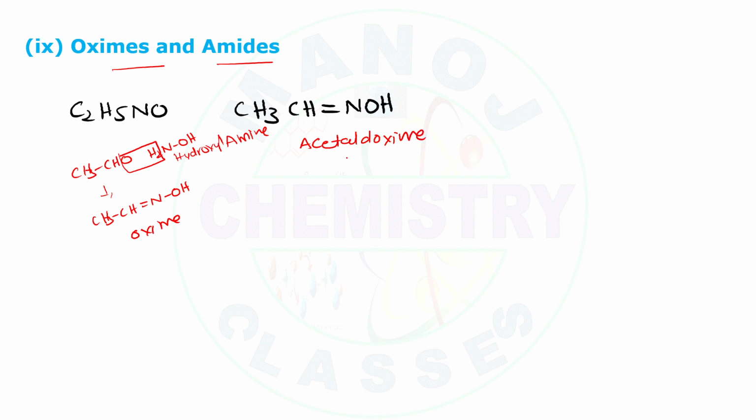So this one is a functional isomer of an amide. The amide has the general formula RCONH2. It can be written like this, and this one is acetamide, because it is a derivative of acetic acid. Clear? So these are the examples of oximes and amides.